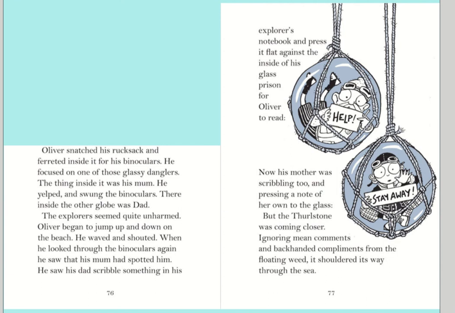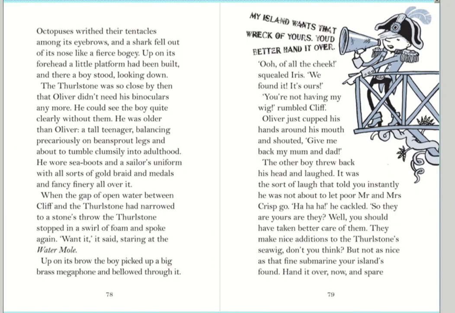Ignoring mean comments and backhanded compliments from the floating weed, it shouldered its way through the sea. Octopuses writhed their tentacles among its eyebrows, and a shark fell out of its nose like a fierce bogey. Up on its forehead a little platform had been built, and there stood a boy looking down. The Thurlestone was so close by then that Oliver didn't need his binoculars anymore. He could see the boy quite clearly without them.